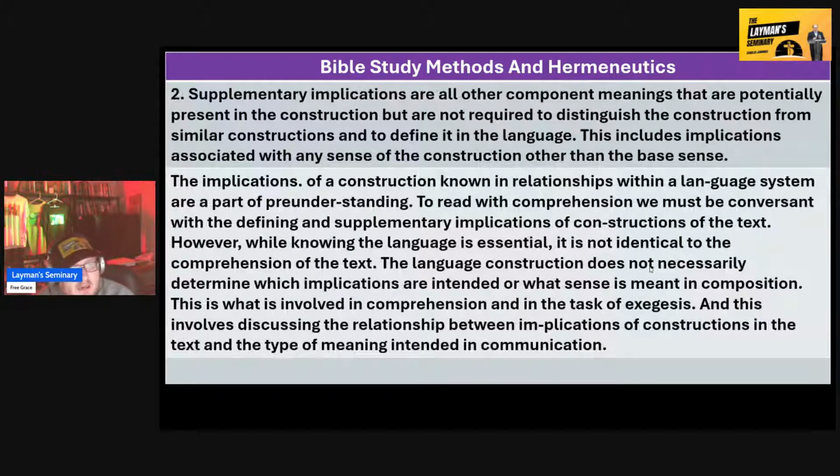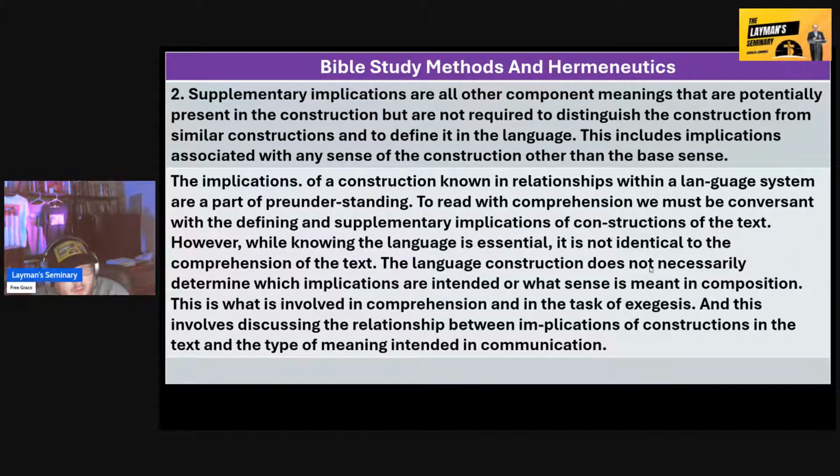Two, supplementary implications are all other component meanings that are potentially present in the construction but are not required to distinguish the construction from similar constructions and to define it in the language. This includes implications associated with any sense of the construction other than the base sense. The implications of a construction known in relationship within a language system are part of pre-understanding.